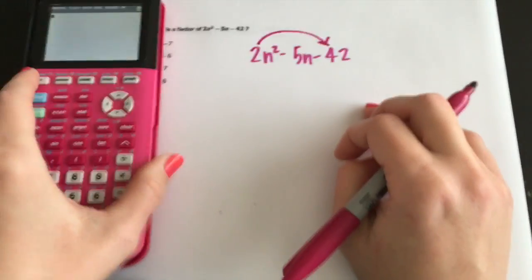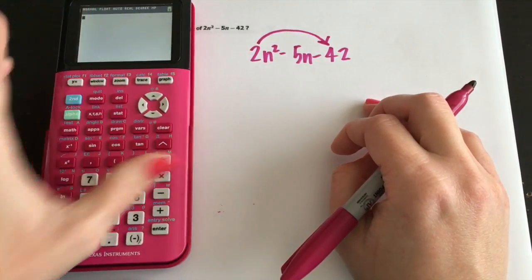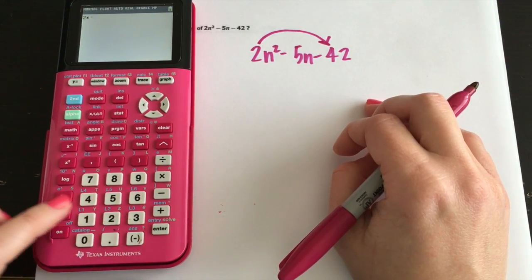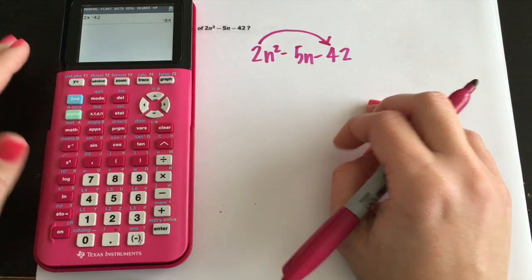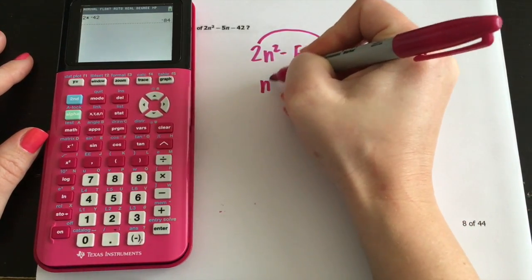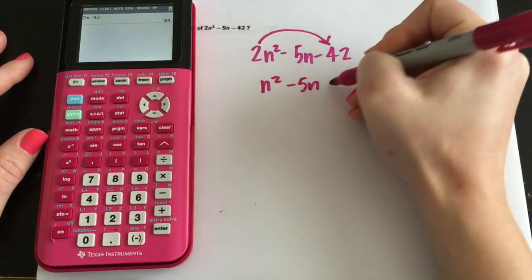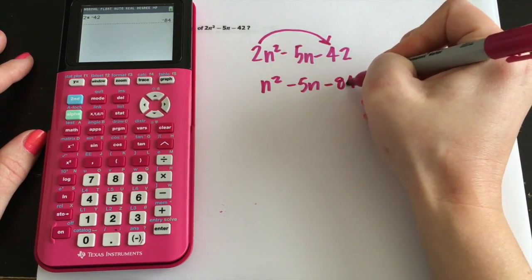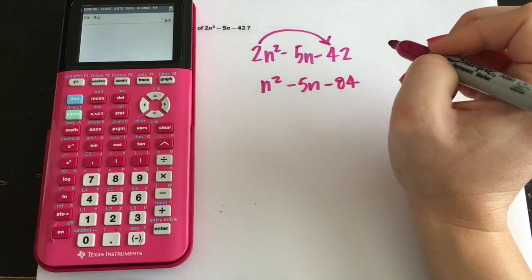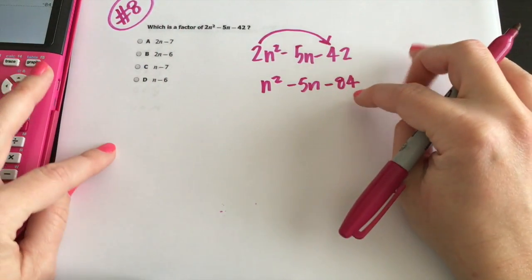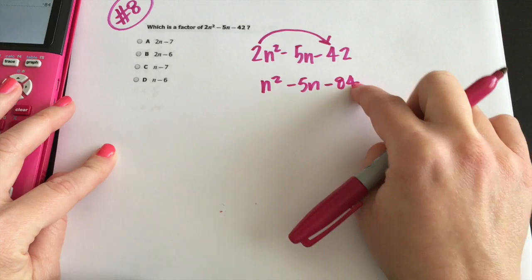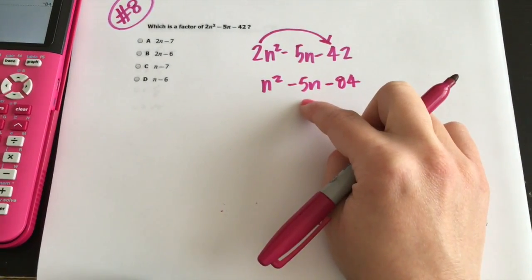Let's look at what we're going to do. Let's make sure my calculator's on the screen. So 2 times negative 42. So we have n squared minus 5n minus 84. All right. Now, we have to factor 84 to figure out what two things multiply together to get 84, but add to get a negative 5.